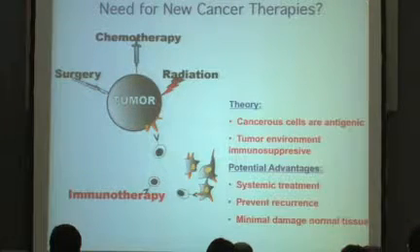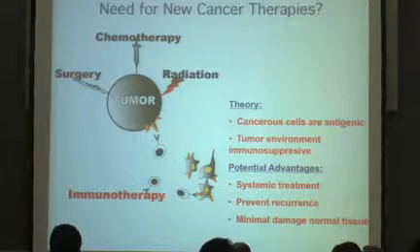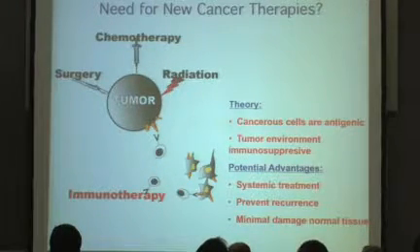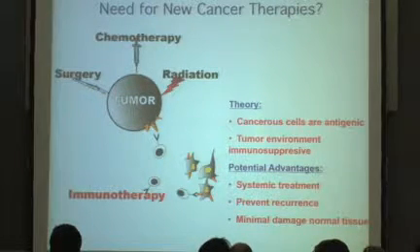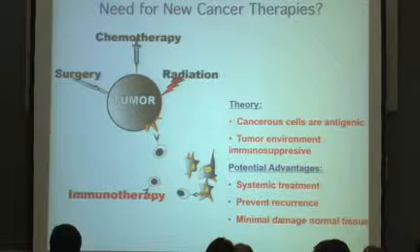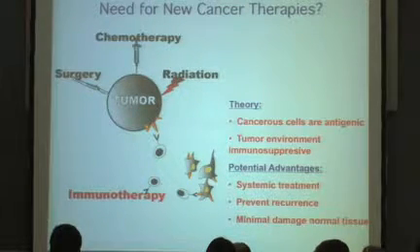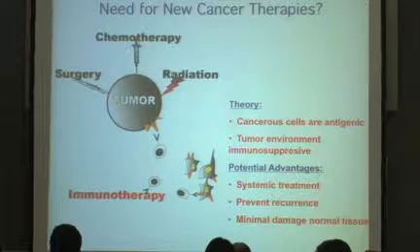Now the basis, or the theory underneath this idea generally, is that cancerous cells are different enough from the normal cells in our body that our immune cells should be able to recognize them. So these cancer cells are antigenic, but oftentimes this does not happen because the tumor environment is immunosuppressive and prevents the immune cells from effectively interacting with those cancer cells.